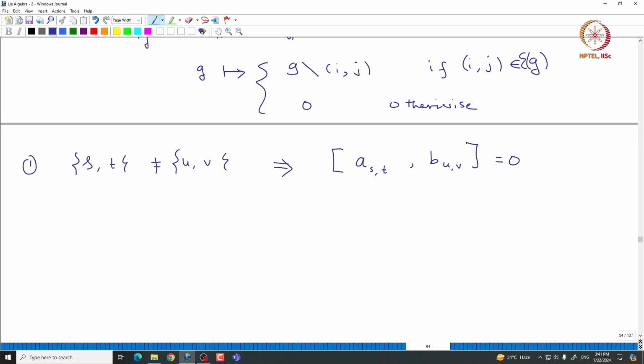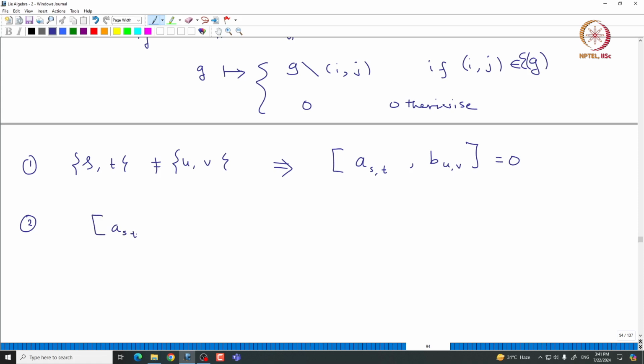So, A_ST just adds an edge whenever there is no edge between S and T, and B_UV just deletes whenever there is an edge between U and V. I will just leave it to you to check this. This is something very easy to check. Now, we can actually compute what will happen with the commutator A_ST, B_ST when you apply it on G.